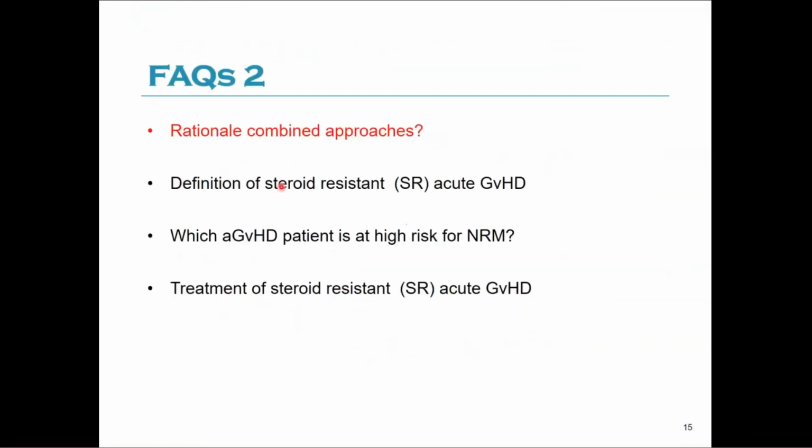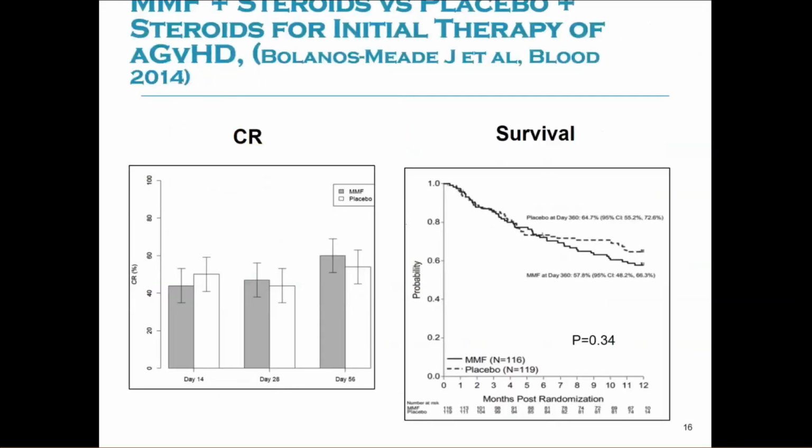So, is there a rationale for a combined treatment approach? In a study published by Bolaños-Meade, the treatment of steroids plus another agent versus steroids alone showed no benefit. This was true regarding the rate of complete response, and also mirrored in the survival rate.